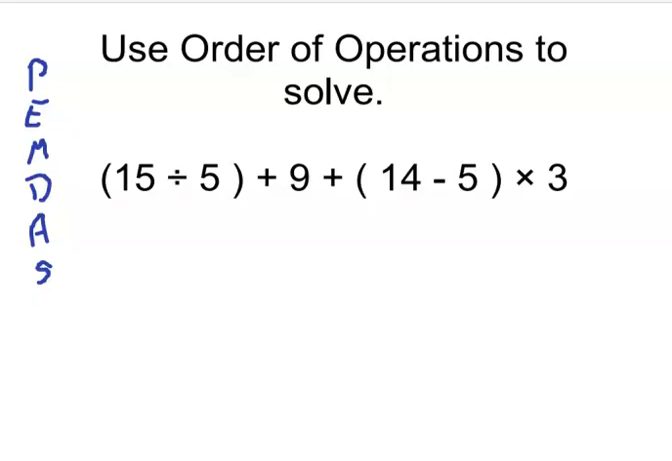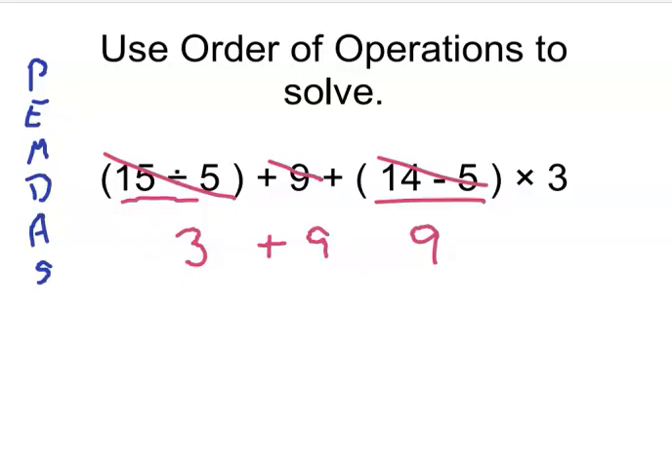All right, so do we have any parentheses? Well, we have some here, and we have some here. So let's do those first. 15 divided by 5 is 3. 14 minus 5 is 9. All right, so then we have 3 plus 9, because we're done with this. Now we put that down, put this down, and times 3. Okay, so there, we're done with parentheses.